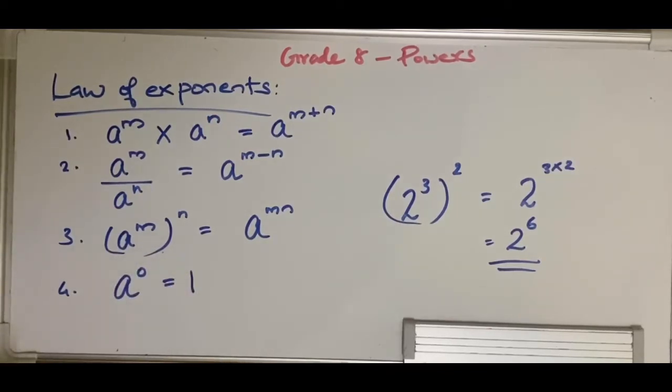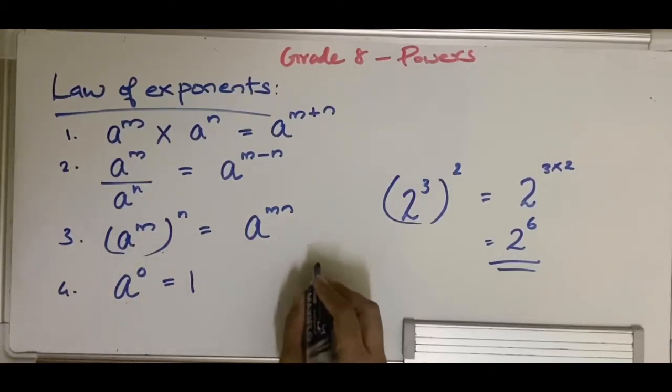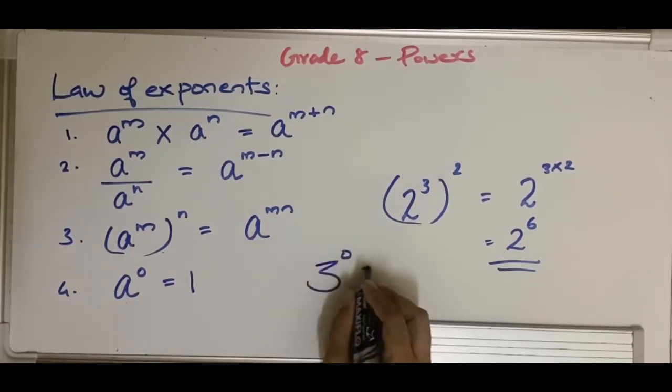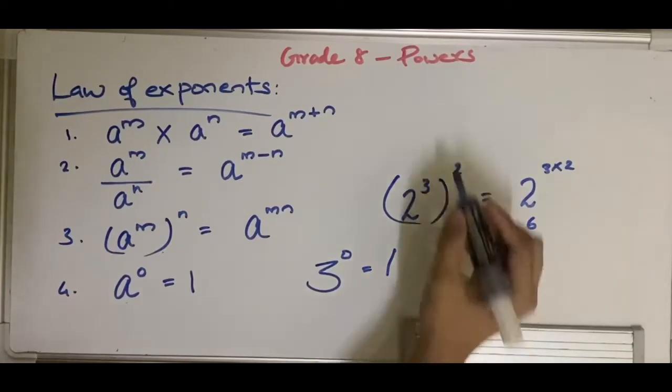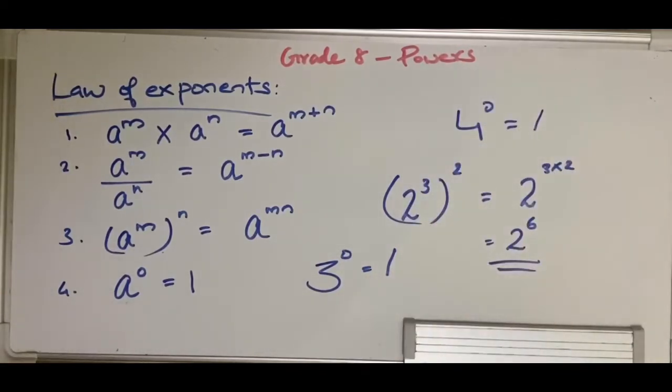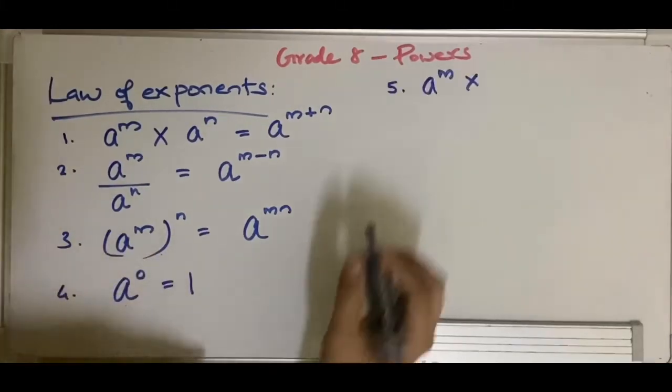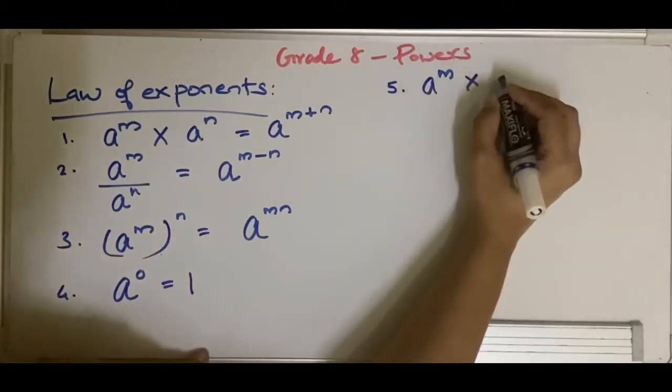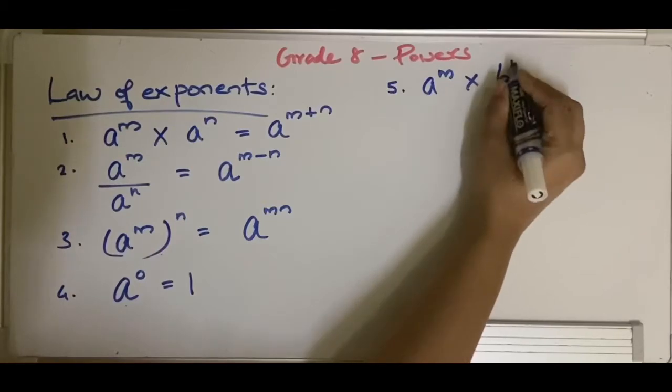Another law we have is that a raised to 0 is equal to 1. So any number raised to 0, the result will be 1. If you have 3 raised to 0, the result should be 1. If you have 4 raised to 0, the result will be 1. So any number having the power 0 will result in the answer 1. Clear?